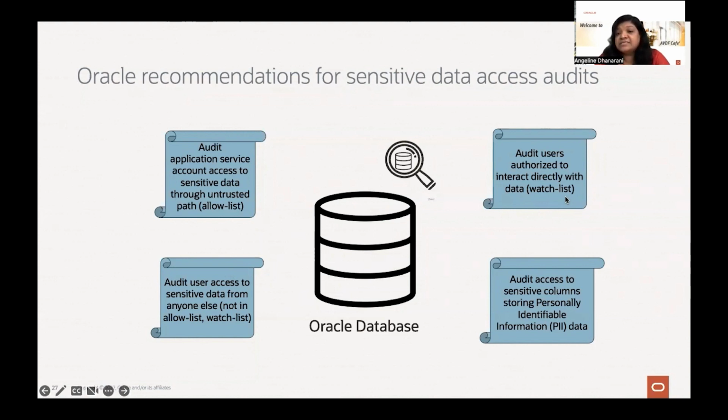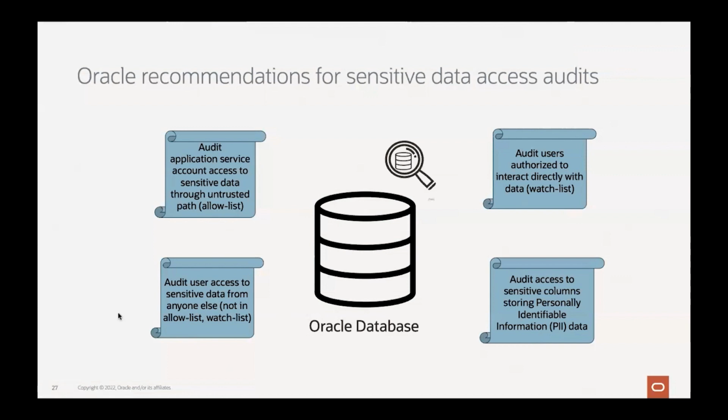And if it is directly being accessed, not through an application service account, you might want to audit. And if there are sensitive columns with PII data, you might want to audit that. And if there is any user access to sensitive data that is not coming from the allow list, which is the trusted one, not coming from the watch list, which is users who are authorized to directly interact, any other access to sensitive data, we encourage you to audit. And we'll look at each of these categories in detail.